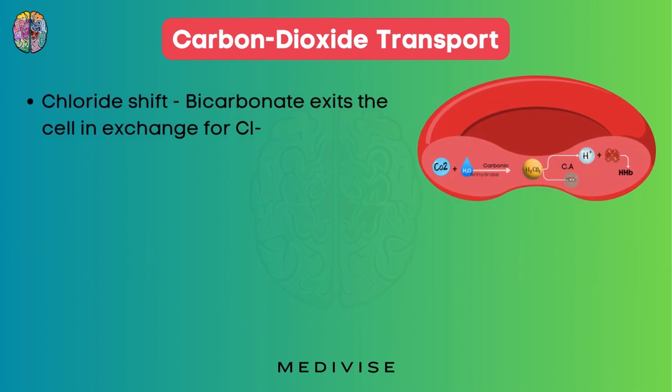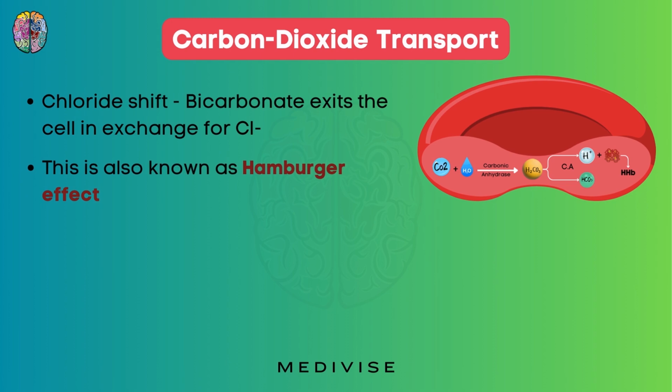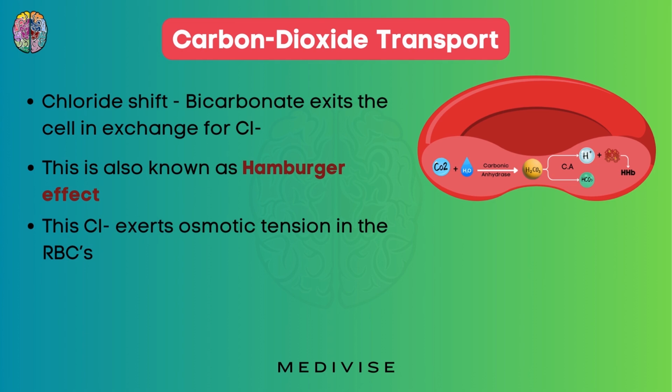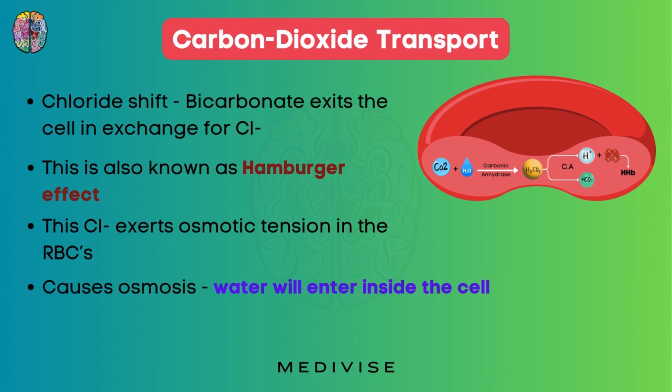So what can we more learn about this chloride shift? As we saw, it is when bicarbonate exits the cell in exchange for chloride. This is also known by the other name of hamburger effect. Very important. Now this chloride that has entered exerts an osmotic tension in the RBCs. This osmotic tension leads to osmosis, so the water will enter inside the cell.